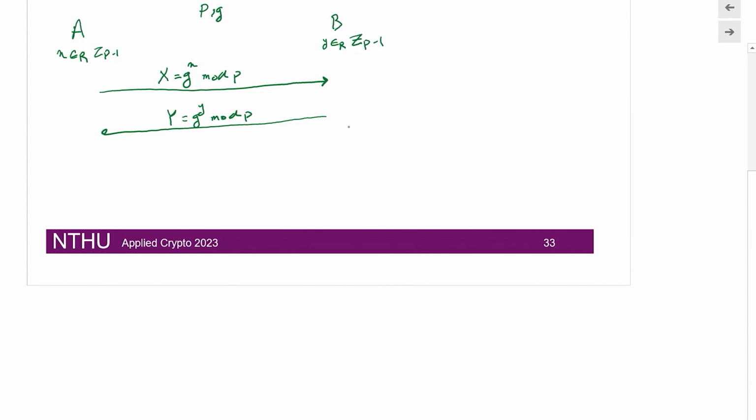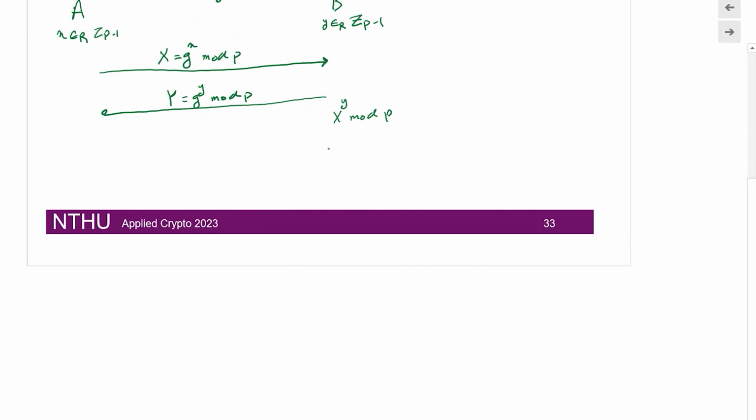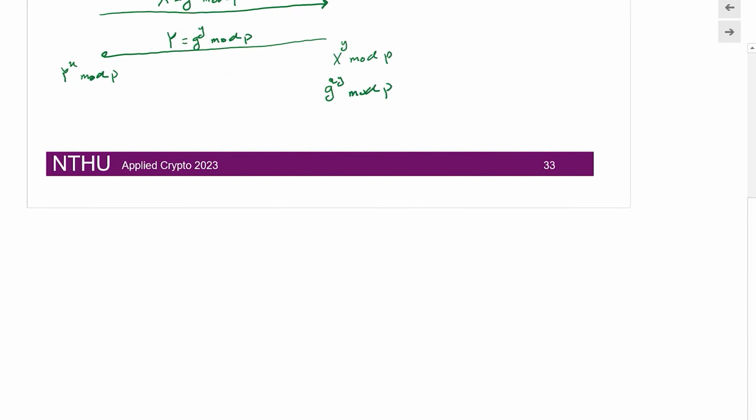So Bob would receive capital X. He raises capital X to the power Y mod P. So this is going to be G to the X, to the power Y, which is G to the XY mod P. And then Alice receives Y. She will raise Y to the power X mod P, and then she will also compute G to the XY mod P.